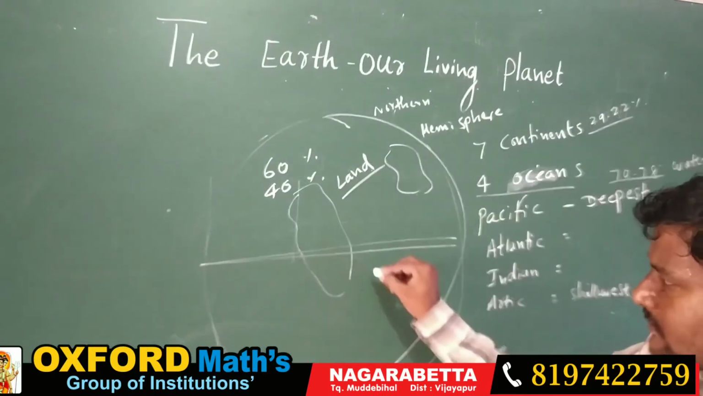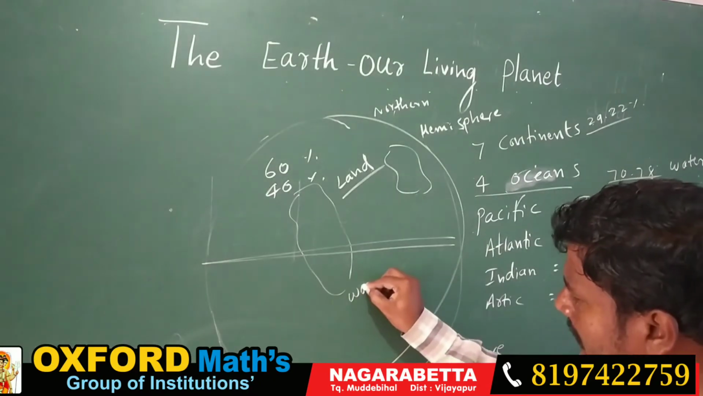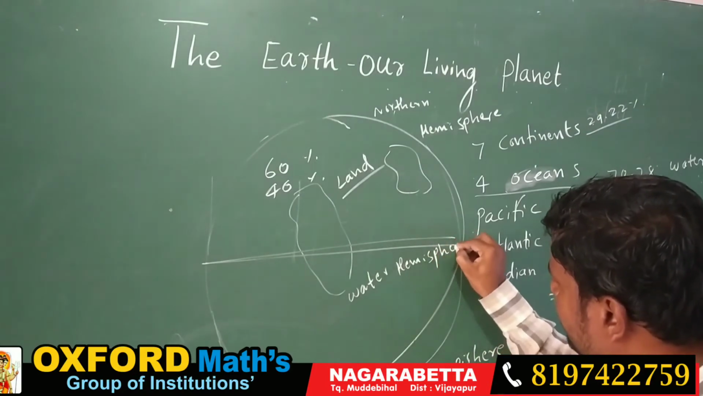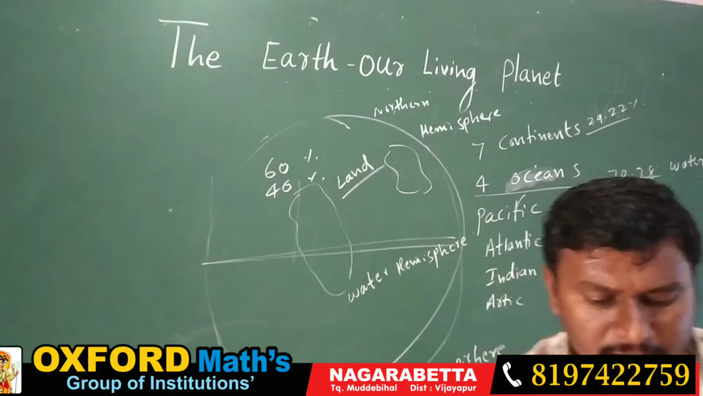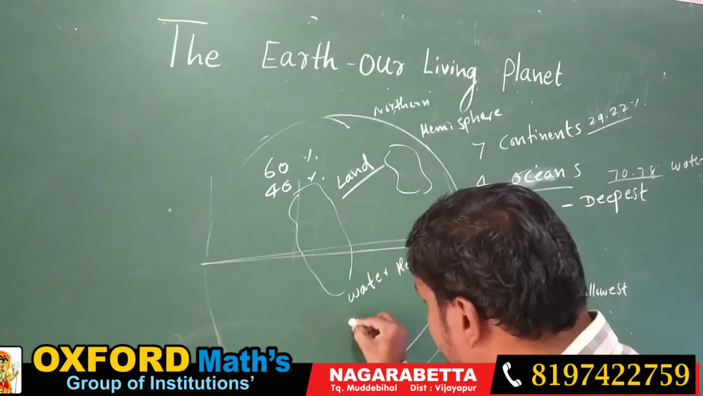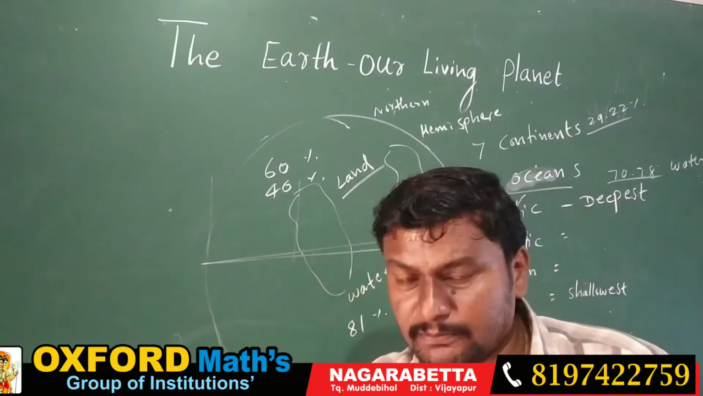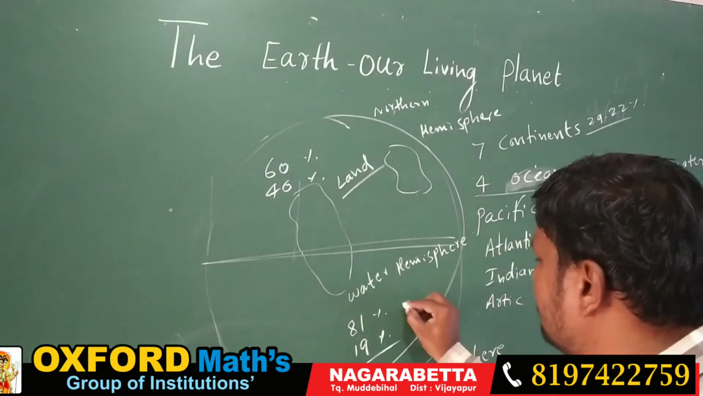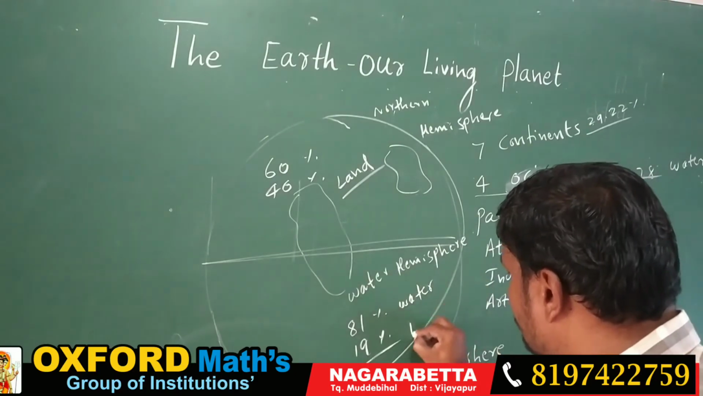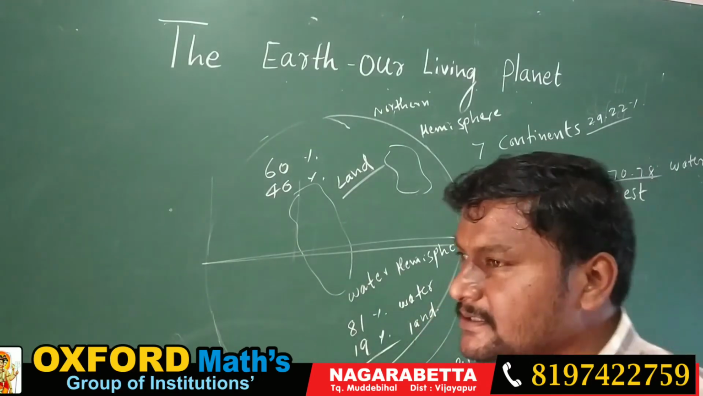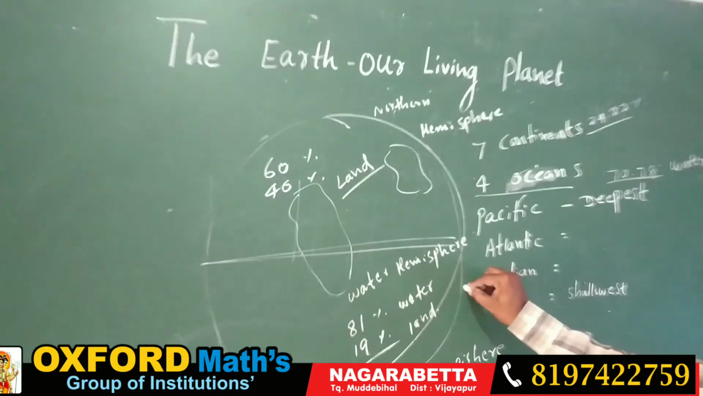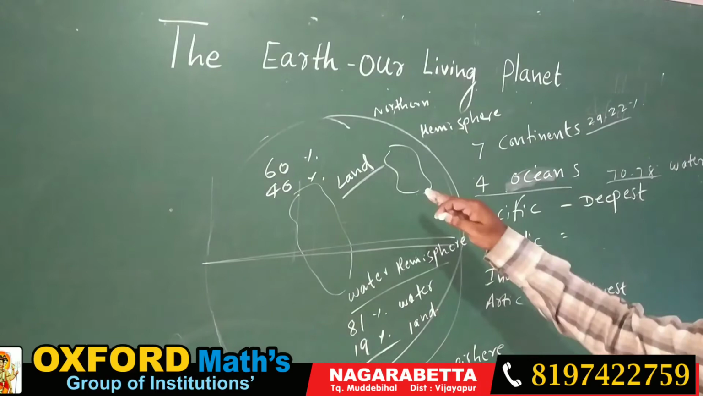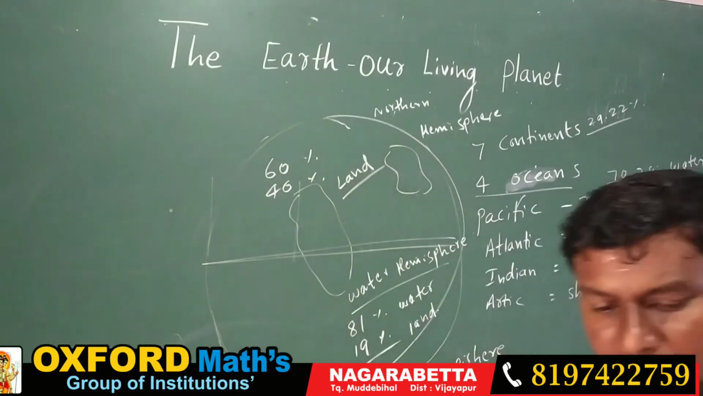And the second one, the southern part, is called the water hemisphere. Why is it called the water hemisphere? Because 81% is water and 19% is land. The water quantity is more and the land area is very little. That's why it is called the water hemisphere, the southern hemisphere. The northern hemisphere is called the land hemisphere.